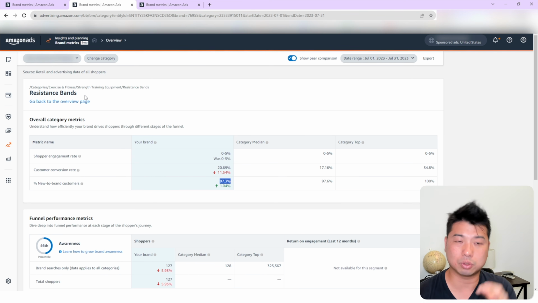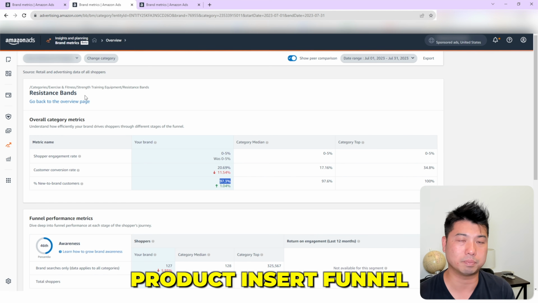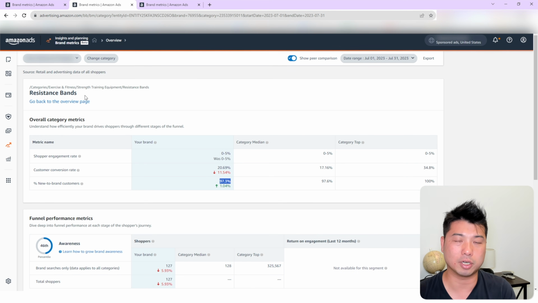A great way to decrease this number and get as many recurring purchases as possible is to use a product insert funnel. You can use that funnel in conjunction with Landing Cube. With your product insert, get them onto the landing page using Landing Cube.